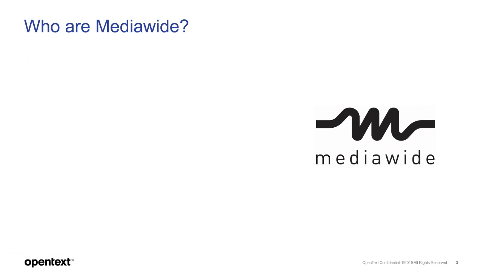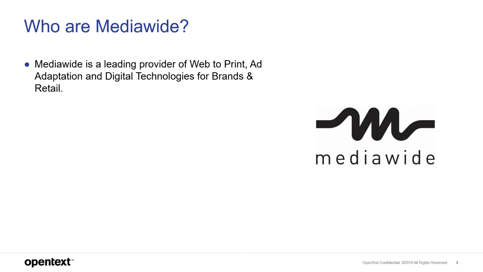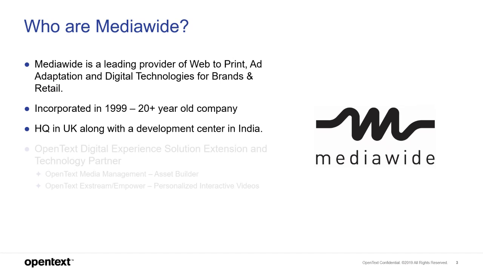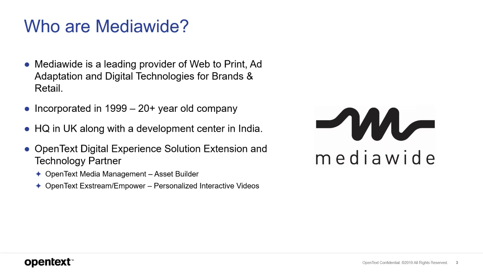So let's start off with a little bit about who Mediawide are, and then once we've done that, we'll actually go into the main topic of the webinar. So Mediawide is actually a leading provider of web to print ad adaptation and digital technologies for brands and retailers. As I mentioned, we've actually been incorporated since 1999, so we've been around for over 20 years now. And we've got headquarters in the UK, along with the main development centre and production centre over in Pune in India. We're actually OpenText Digital Experience Solutions Extension, and we're also an OpenText technology partner as well.